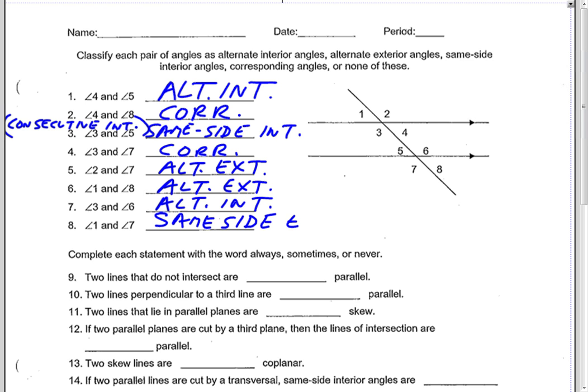Exterior, yes. Have we talked about that? No, it's one that's not used a lot. If we look at 1 and 7, where are they? Interior or exterior? Exterior. They're in the exterior. Are they on opposite sides of the transversal or same side? Hence, same side exterior. This one looks obtuse to me.